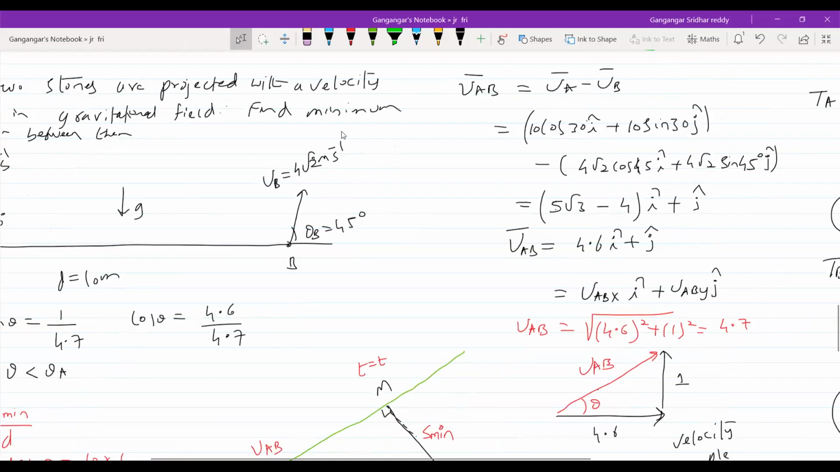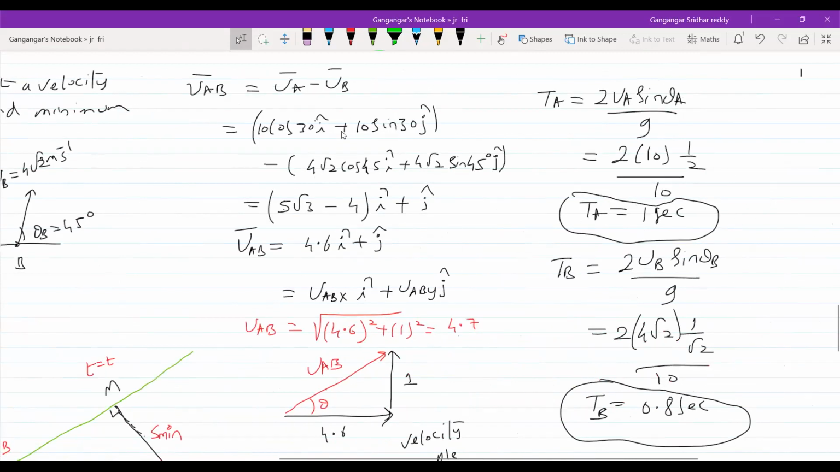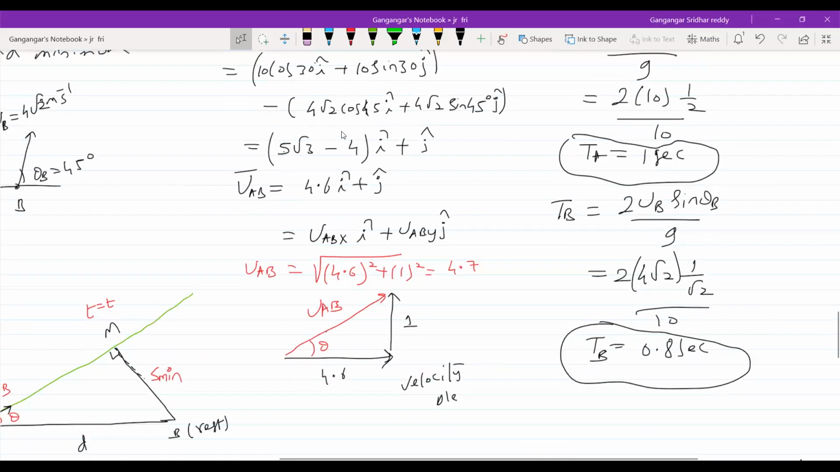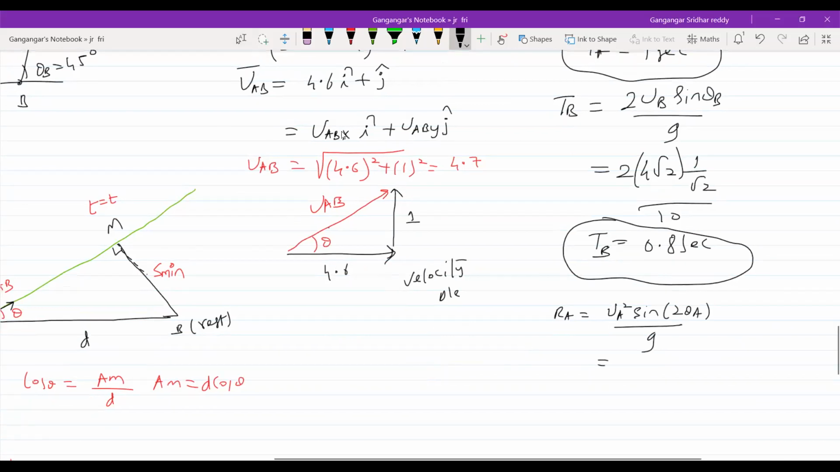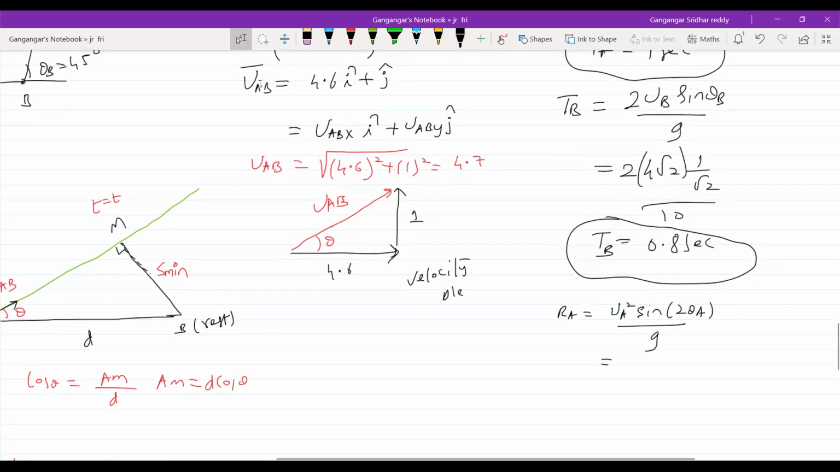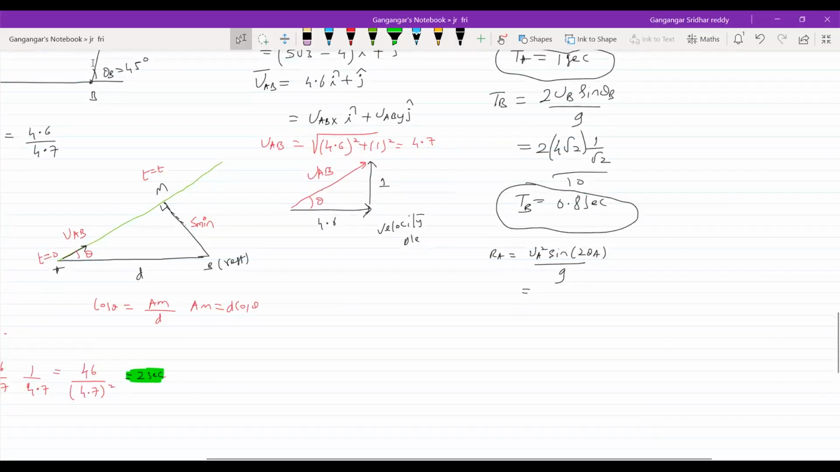I could have ended up here, but many of you will get confused looking at the end answers. That's why I just want to give the exact clarity. We'll calculate the range of A, so that we know whether it will cross the trajectory or not. This will be UA square sine 2 theta A by G. What is the value of UA? Eight, sir. Range is 8 meter?